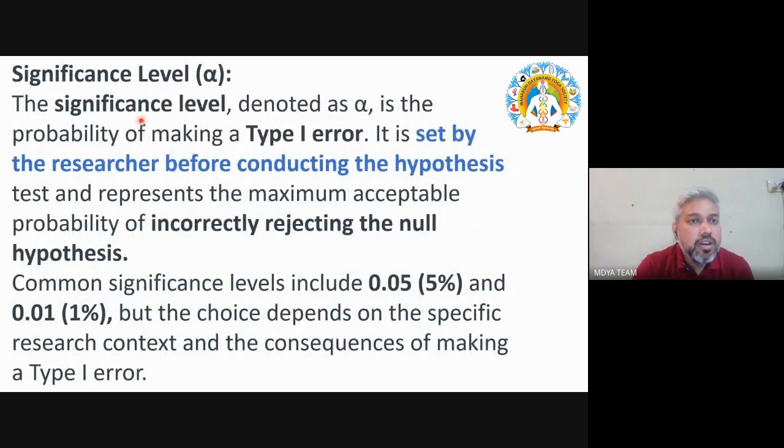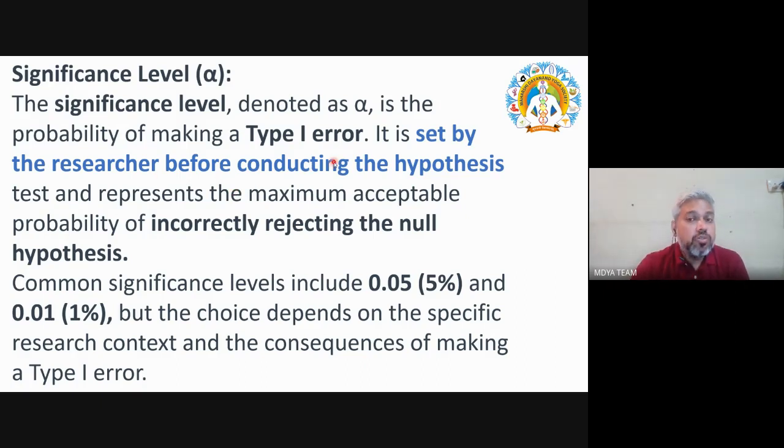So what is the level of significance? The significance level, denoted as alpha, is the probability of making a type 1 error. It is set by the researcher before conducting the hypothesis test. A question can come in your examination: what does the researcher set before conducting the hypothesis? They can give you the options type 1 error, level of significance, level of confidence, or power of a test. They can ask you anything. So just remember this.